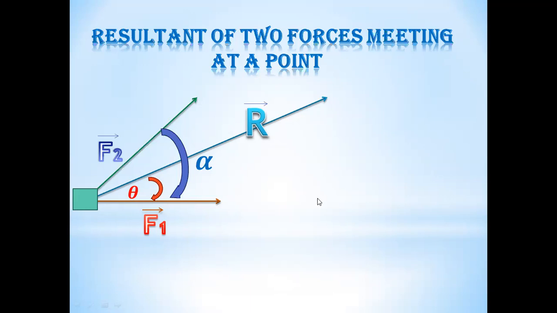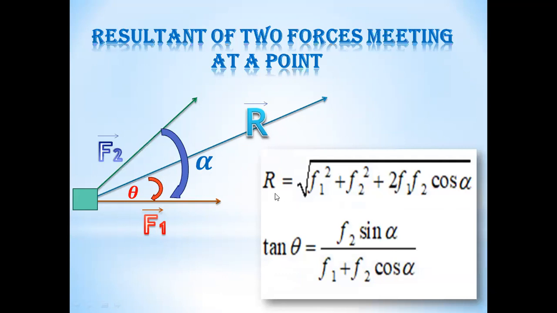The rules that we are going to use to find the value of the resultant force and the angle theta, because the resultant force's magnitude is its value, and its direction is the angle theta, which is inclined between F1 and itself. So the rules are: the resultant force is equal to the root of F1 squared plus F2 squared plus 2F1F2 cosine alpha, and the direction is tan theta equals F2 sine alpha over F1 plus F2 cosine alpha.